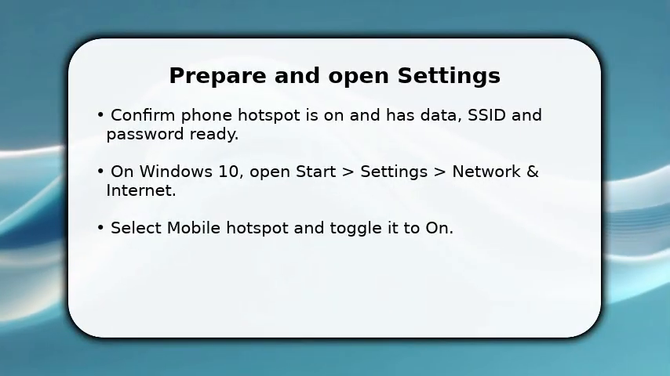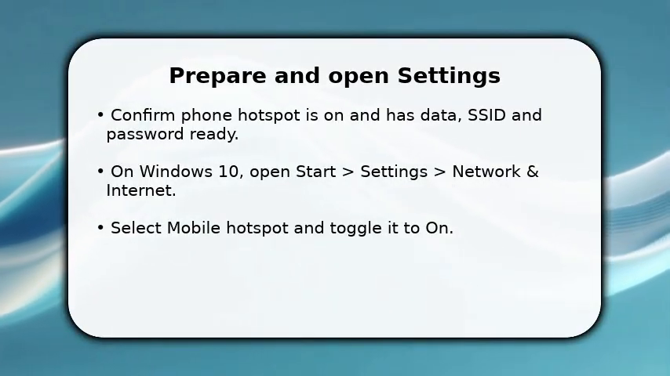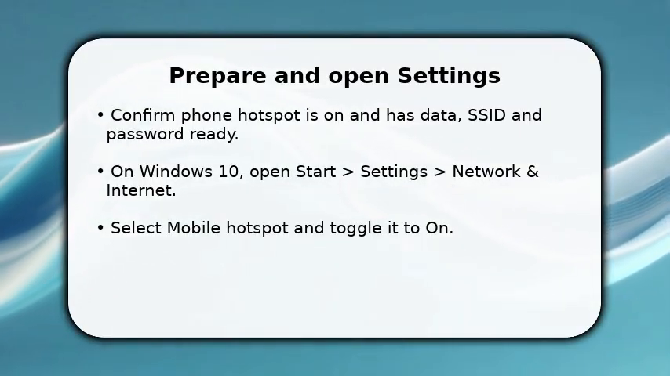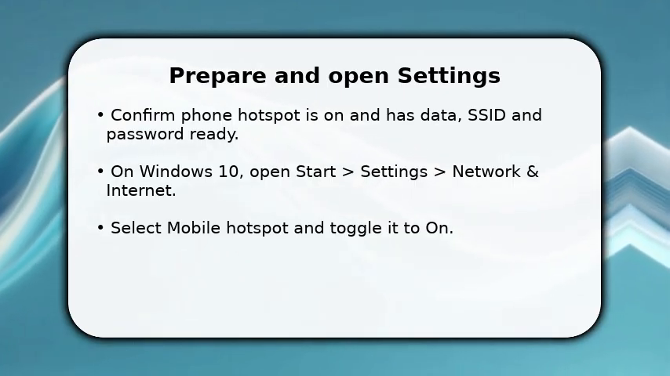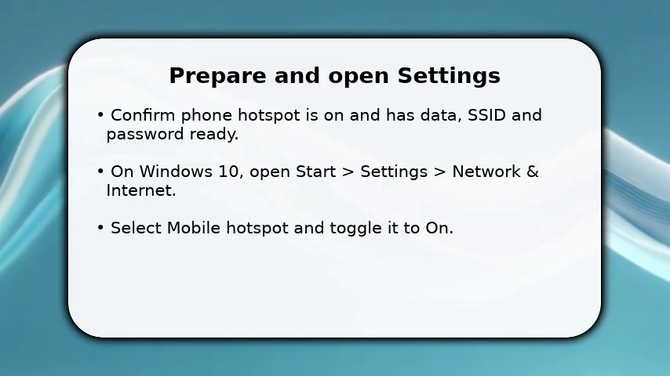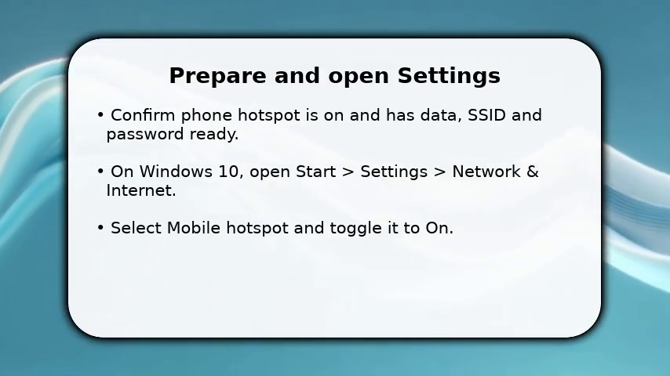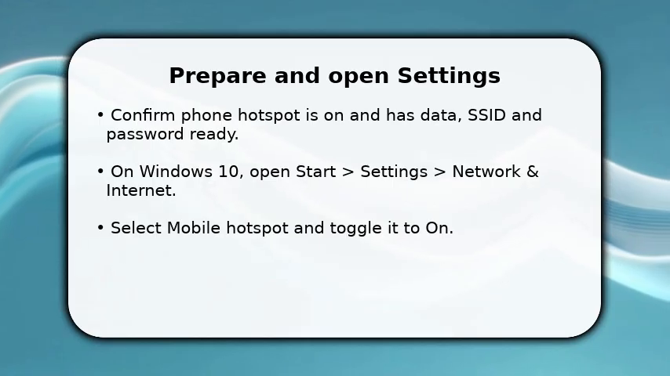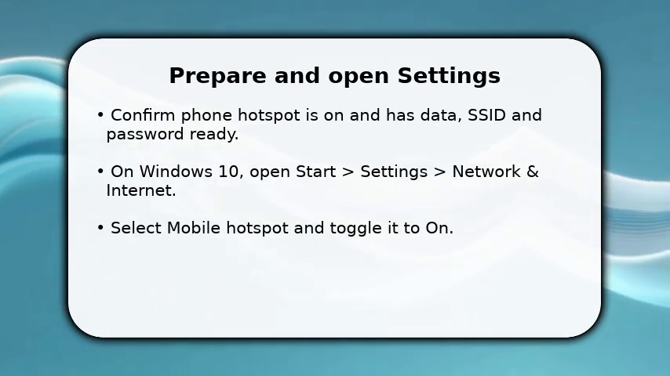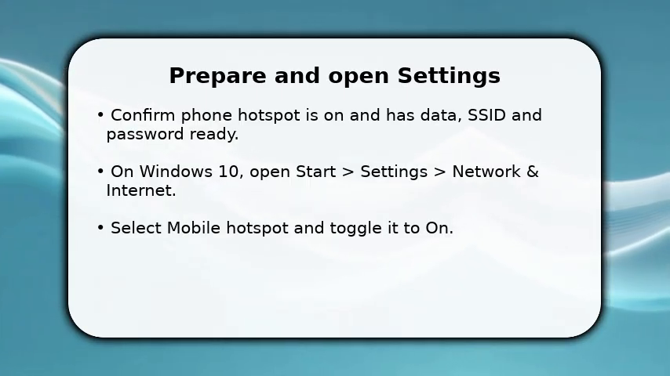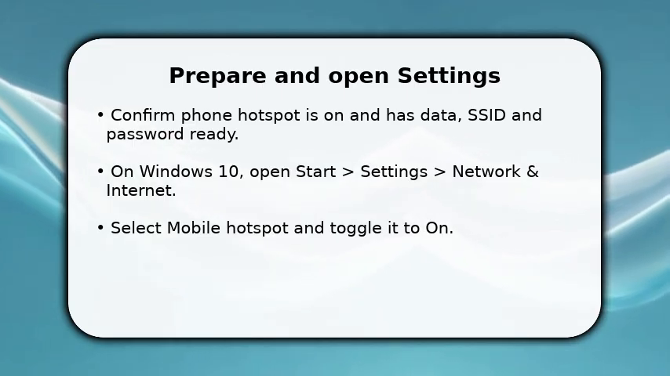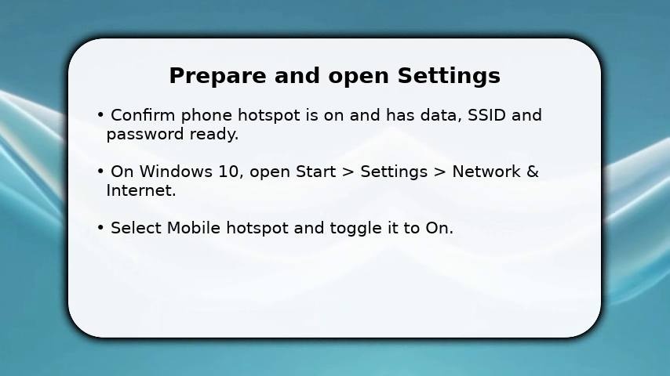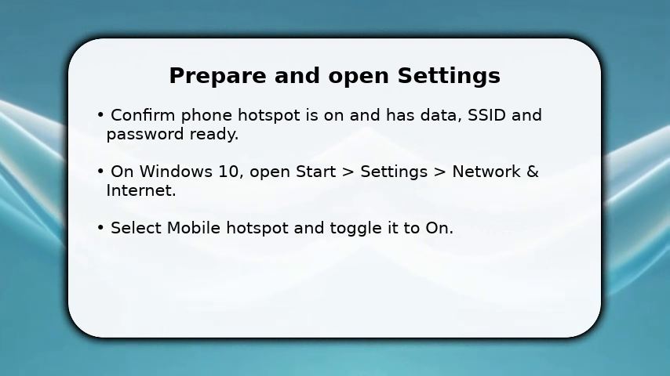You'll begin by preparing both devices. Make sure your phone's hotspot is active and you know the SSID and password. On your PC, open Start, go to Settings, then Network and Internet. Once there, select Mobile Hotspot and switch it on so Windows can broadcast. This starts the service and creates a Wi-Fi network. It's the essential first action because until the hotspot is enabled, nothing else can connect. Make sure the network name matches what you expect before moving on.